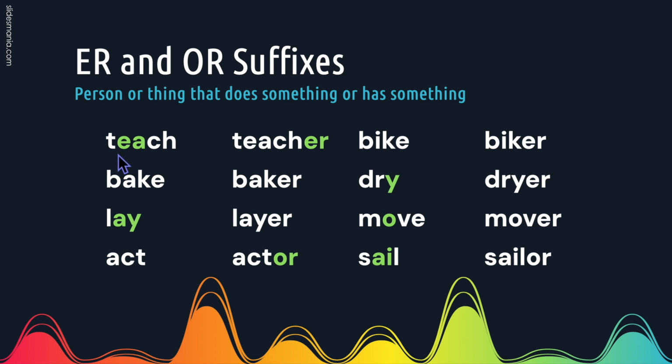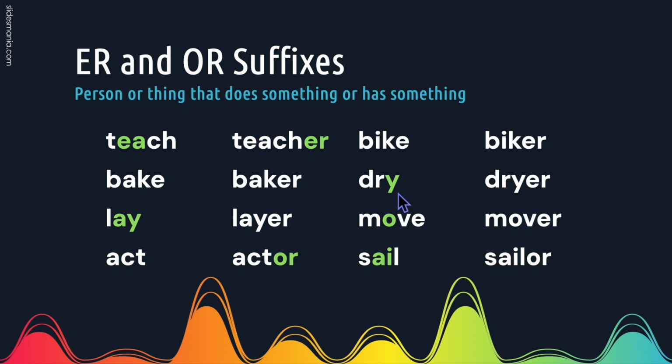The suffixes ER and OR refer to a person or thing that does something or has something. For example, this word is teach because EA says E most of the time. So a teacher is somebody who teaches. Here we have bike, and a biker is somebody who has a bike. Bake, baker.